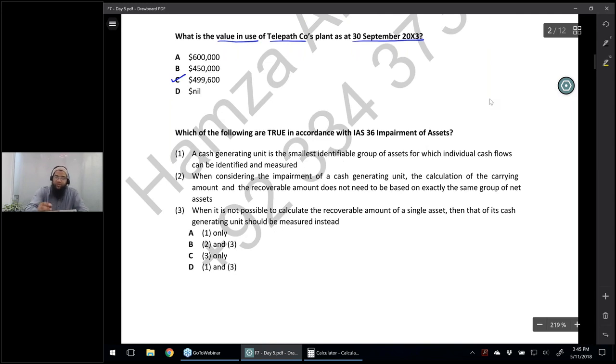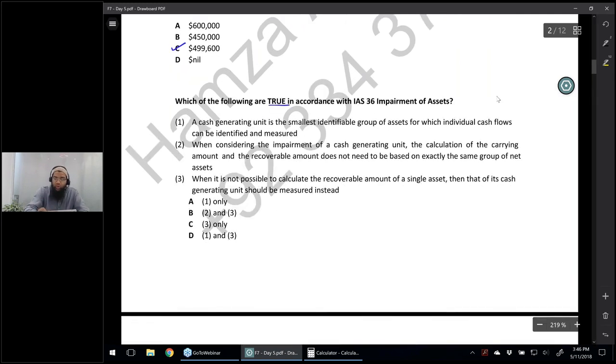Now next question, which of the following are true in accordance with IAS 36 Impairment of Assets? So which of the following statements are true? A cash generating unit is the smallest identifiable group of assets for which individual cash flows can be identified and measured. Is this the definition of the cash generating unit?